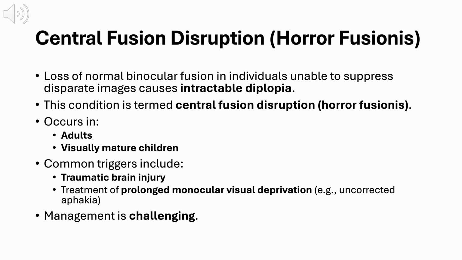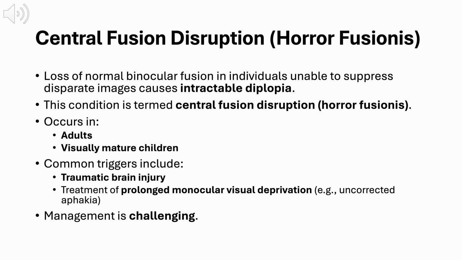This tends to occur in adults or visually mature children, because younger children usually still have the ability to suppress one eye. Common triggers include traumatic brain injury or restoring vision after a long period of monocular deprivation, such as correcting long-standing aphakia. In those cases, visual input returns, but the cortical machinery needed to handle binocular input is no longer intact. Thinking simply, your brain has two backup plans: either blend the pictures together or shut one off.